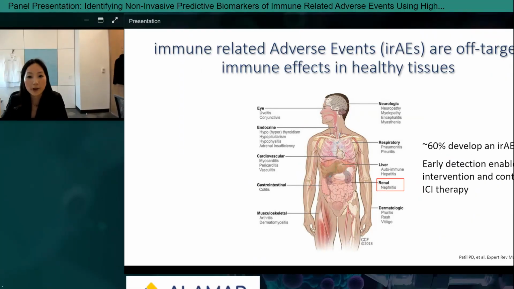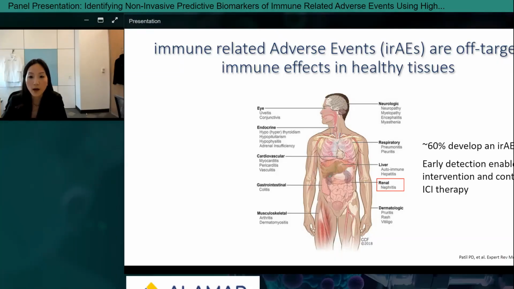Since the mechanisms that underlie anti-tumor immunity and autoimmune side effects are the same, we actually see a high percentage of patients develop these immune-related adverse events, which are essentially autoimmune complications. So roughly 60% of patients on immune checkpoint inhibitors will develop an irAE. And because this is a sign that a patient's actually responding to immune checkpoint inhibitor therapy, early detection of these side effects enables us to intervene and then continue with the therapy.